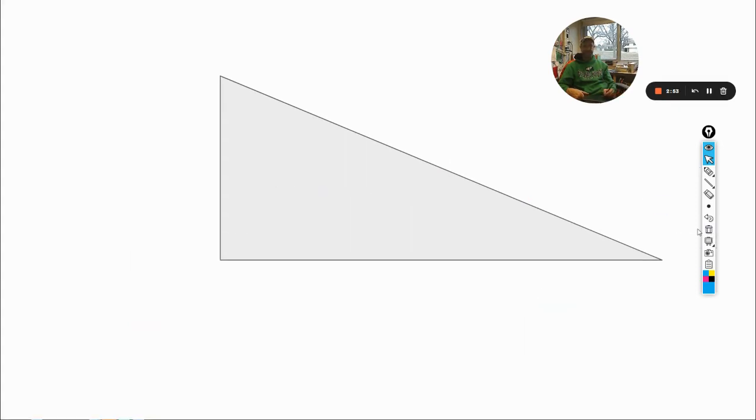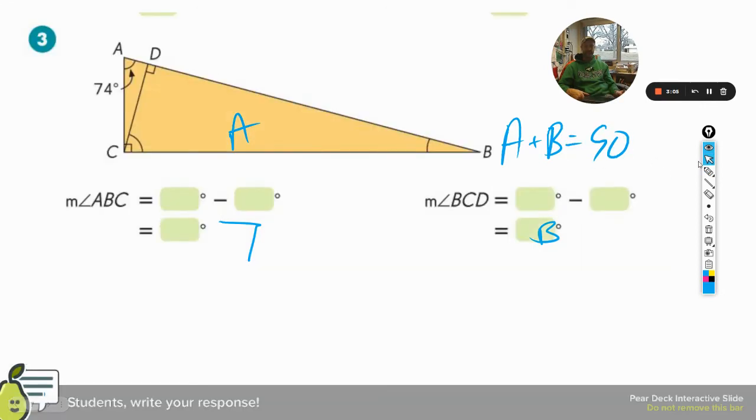There's our right angle, whatever A is, whatever B is. A plus B equals 90. Boom.